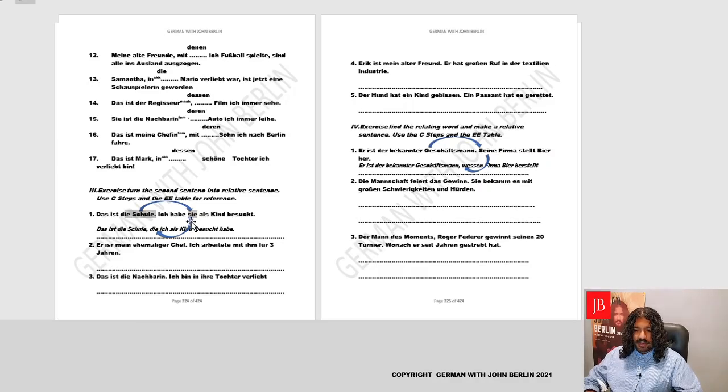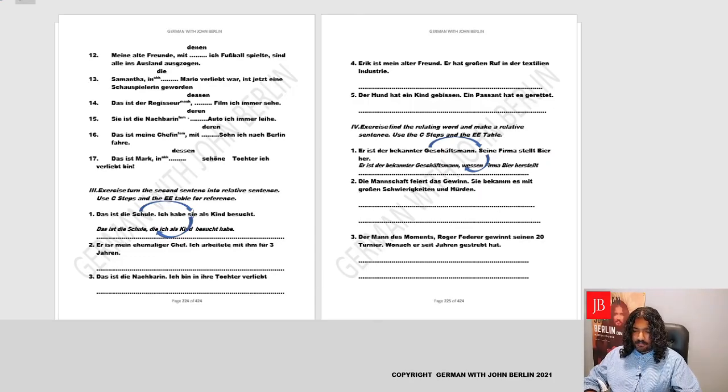So what we do now, we change this sie into a relative pronoun by finding out its case. So basically, who visits what? It's accusative. I visit her. So we'll go to the sentence, das ist die Schule, comma. Then we'll search the accusative for feminine and it will be just like die. Fantastic. So, das ist die Schule, die ich als Kind besucht habe.